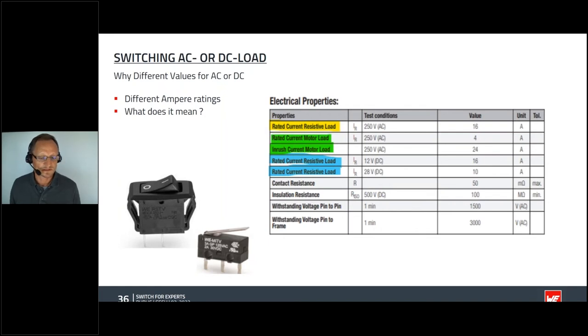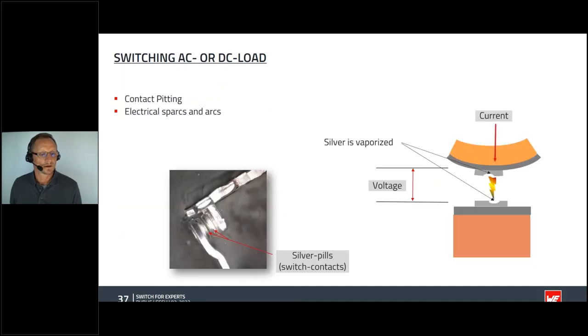The problem with arcs and sparks is the pitting on the contact points. We see here an image on the lower left-hand side. That's how switching contacts could look in a switch or in a relay. There are some kind of pills here, mainly of silver or silver alloy. So it's not only a plating, it's really solid contacts here. Over time, with every spark that occurs, the silver pills disappear. This is the so-called pitting.